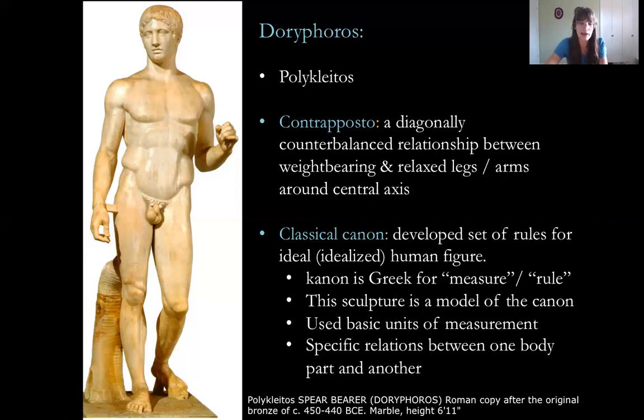Contrapposto is basically this relaxed look where you have the counterbalance relationship between a weight-bearing leg and a relaxed leg, and then, of course, a relaxed arm and a bent arm centered around a central axis at the spine. So this is how you and I actually stand, right?